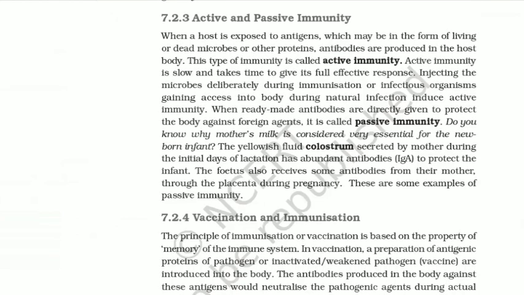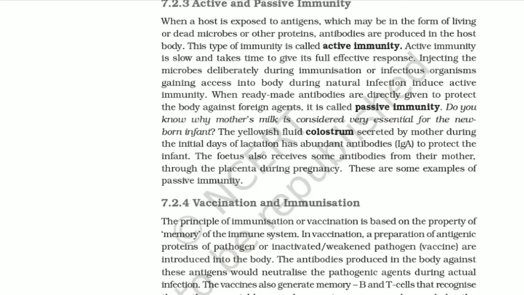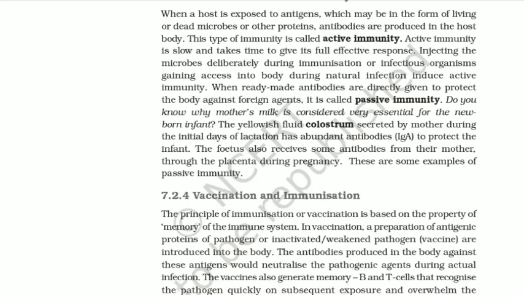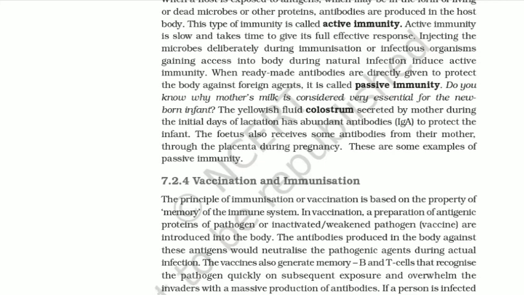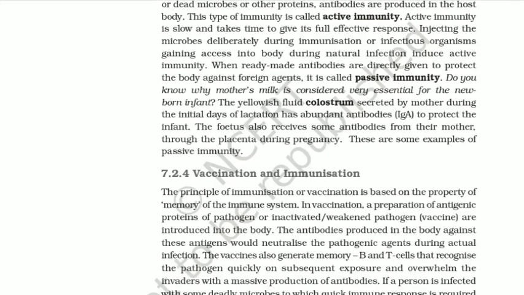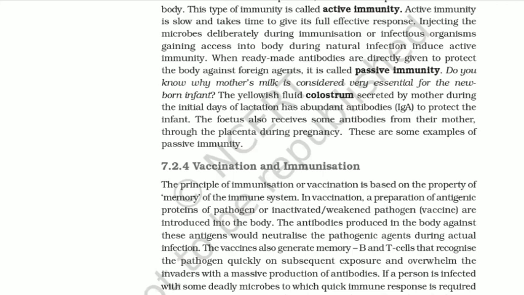7.2.3 Active and passive immunity. When a host is exposed to antigens, which may be in the form of living or dead microbes or other proteins, antibodies are produced in the host body. This type of immunity is called active immunity. Active immunity is slow and takes time to give its full effective response. Injecting the microbes deliberately during immunization or infectious organisms gaining access into the body during natural infection induce active immunity.